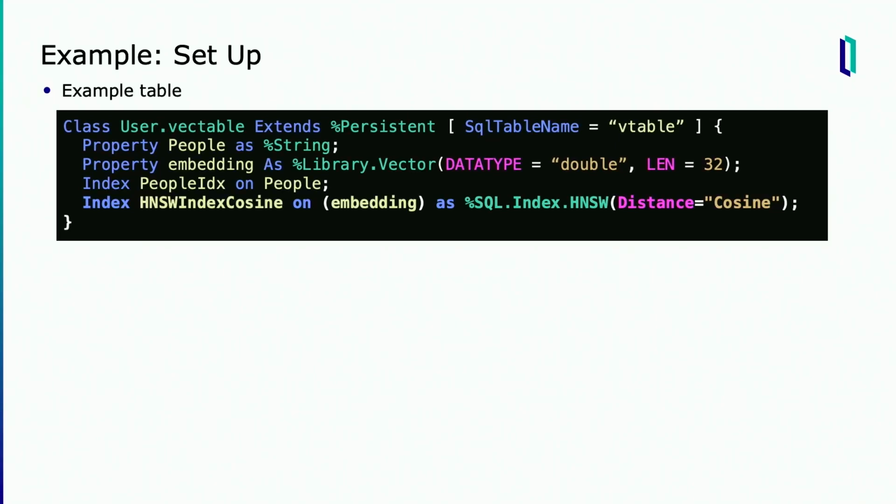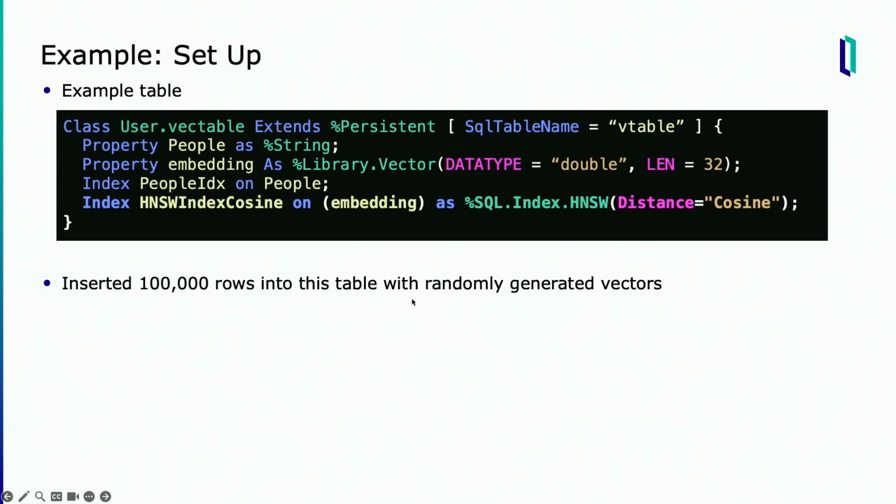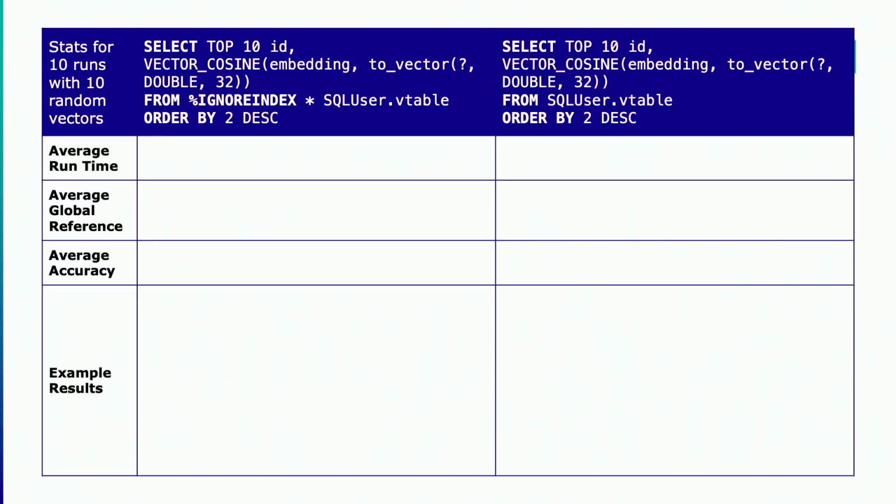So now I want to show you some of the numbers we got. My example is a very simple table with one vector property. This could also be an embedding property, but for now I just made it a vector so that it's easier to show on this slide. Then I inserted 100,000 rows into this table with randomly generated vectors. Here's a comparison between using this index versus not using this index.